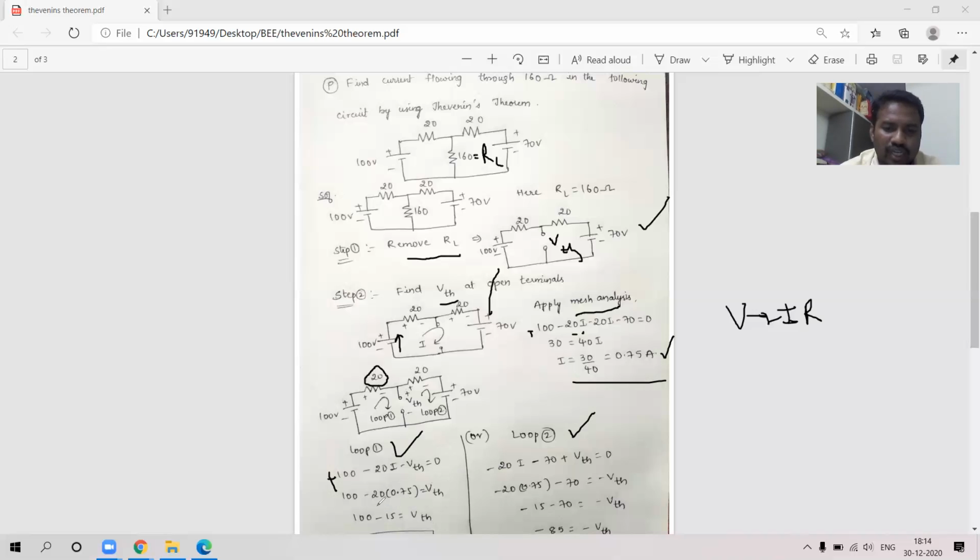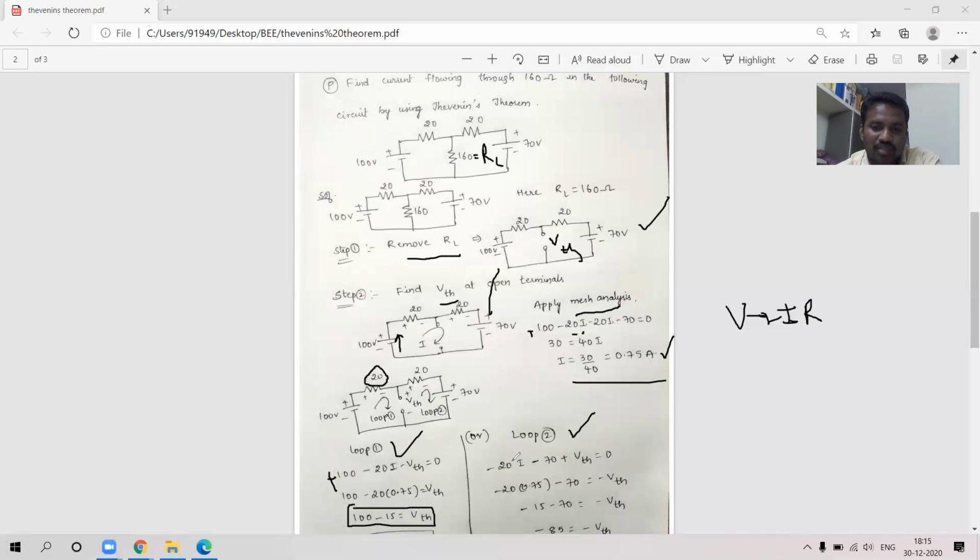From this I am going to get, already I got, I know 0.75. From this I am going to get 100 minus 15 is 85 volts, that is VTH. Okay, 85 volts. Let us go with the loop 2. I am taking the clockwise direction only.